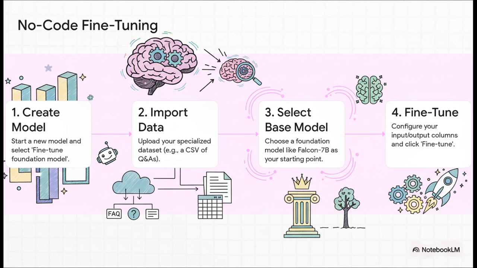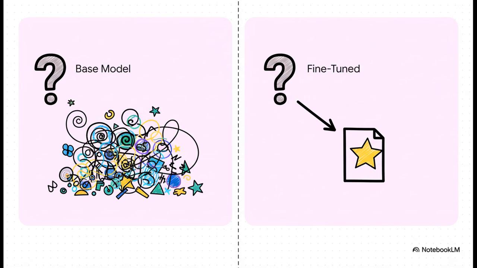Using a no-code tool like AWS SageMaker Canvas, it's literally a 4-step process. You start a model, you upload your data, could be as simple as a spreadsheet of your FAQs, you pick a base model to build on, and then you just point to your question column and your answer column and click fine tune. That's it. Seriously. And the proof is right here in the results.